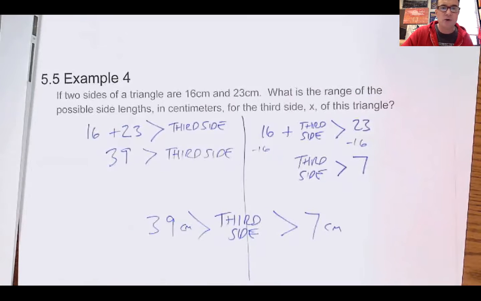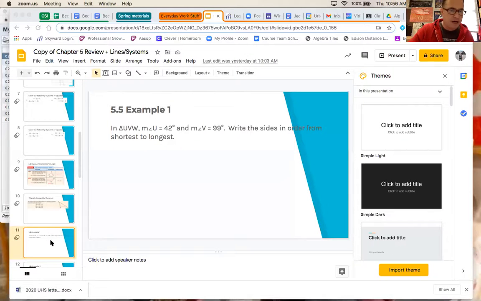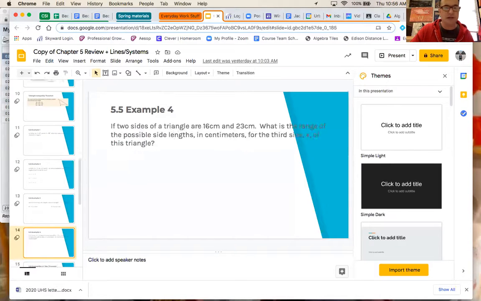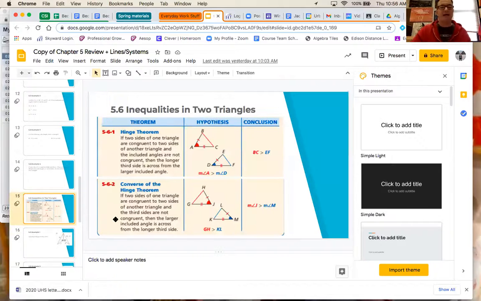We need to go back to our slides because I've got to go through what we're supposed to do, not for the examples that we have here. Example 2, example 3, example 4. Back up. Inequalities of two triangles.